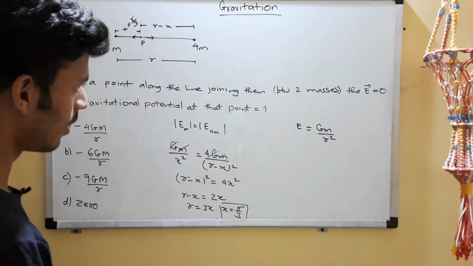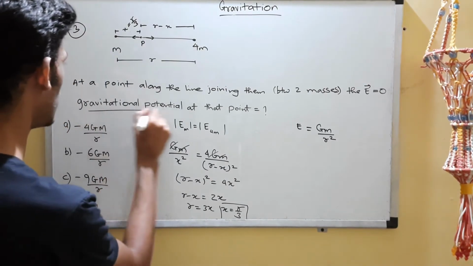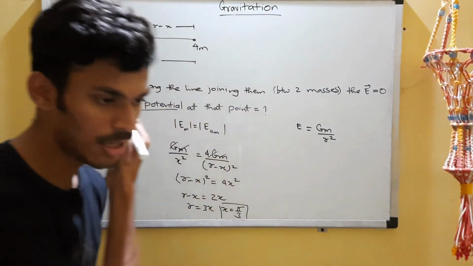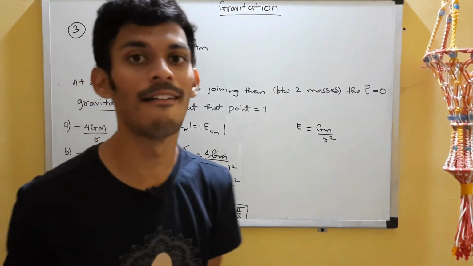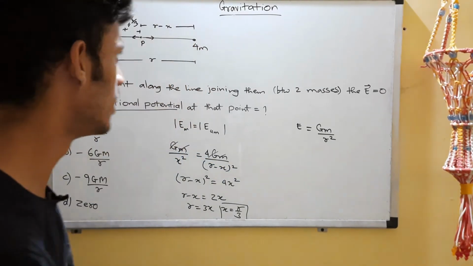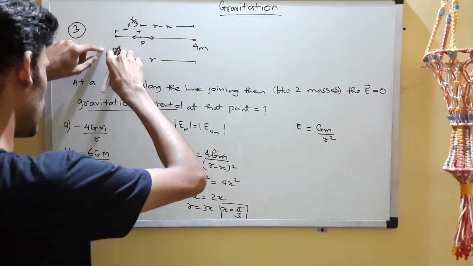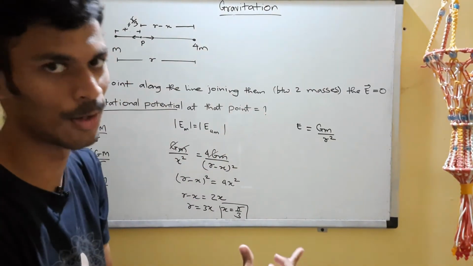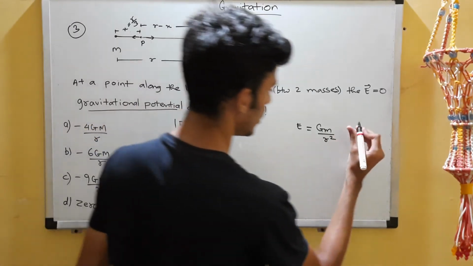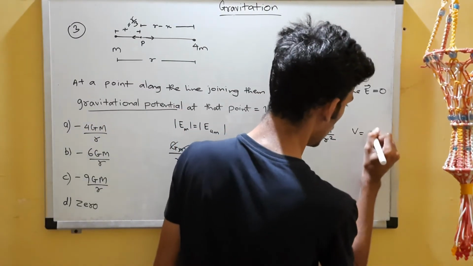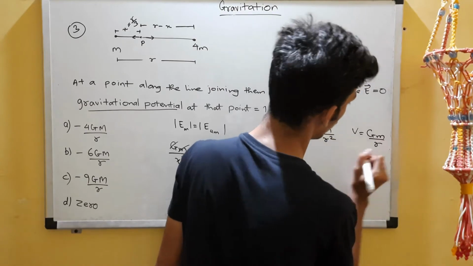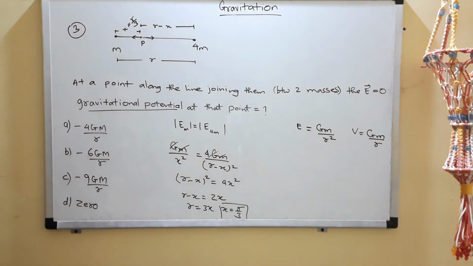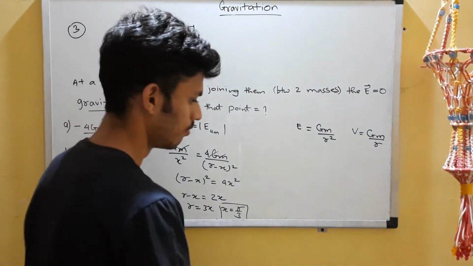Now let's proceed. We are supposed to find the gravitational potential at this point P. Now the gravitational potential is a scalar. It does not have direction, right? So you just have to find the gravitational potential due to this mass, and the gravitational potential due to this mass, and then just add. How is the gravitational potential given? I'll use the letter V for it. So -GM by r. That is how the gravitational potential is given for a point mass.